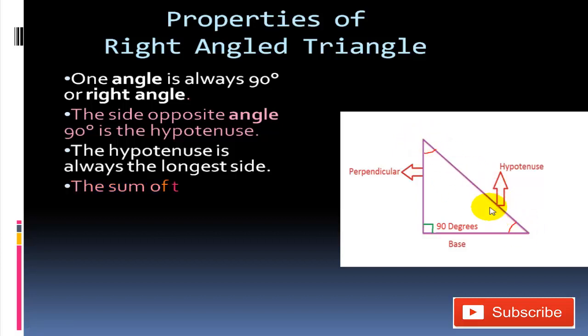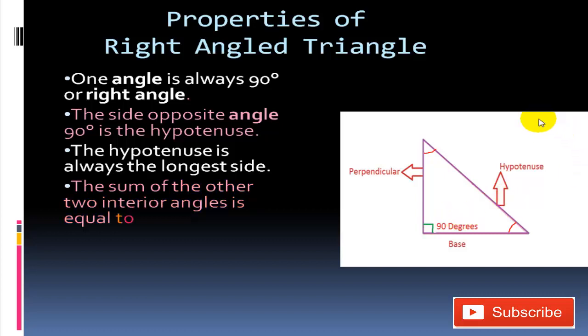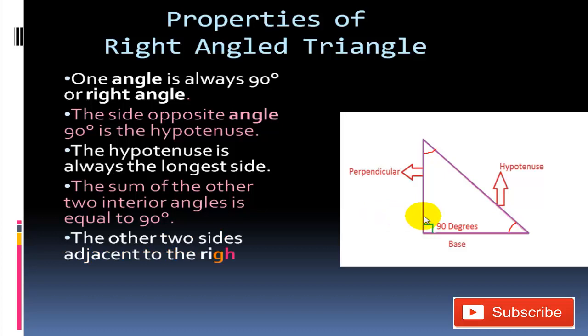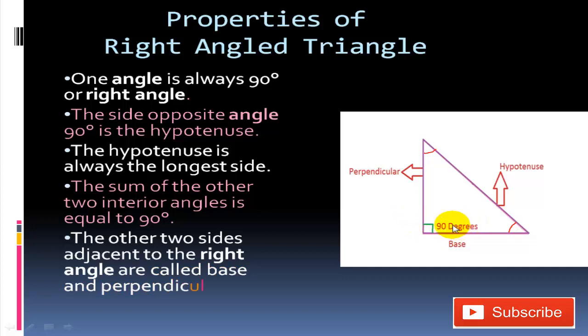Next, the sum of the other two interior angles is equal to 90 degrees. These are the other two angles. The sum of these angles is 90 degrees because the sum of the three angles in a triangle is 180 degrees. Next, the other two sides adjacent to the right angle are called base and perpendicular. This is the 90 degrees. Adjacent to this 90 degrees, this is one side and this is the second side. These are called base and perpendicular.